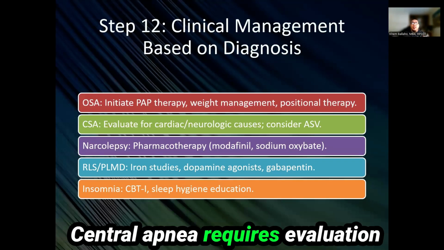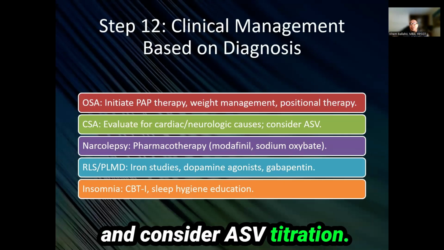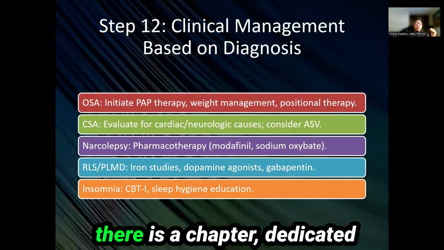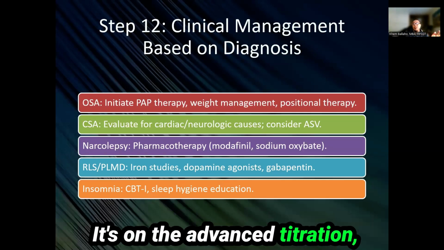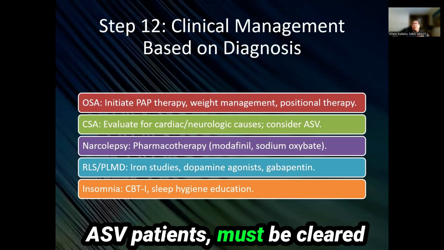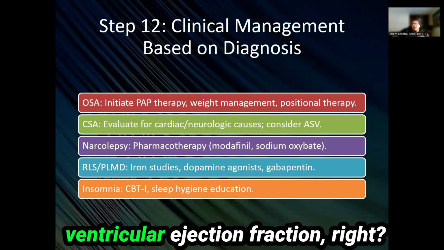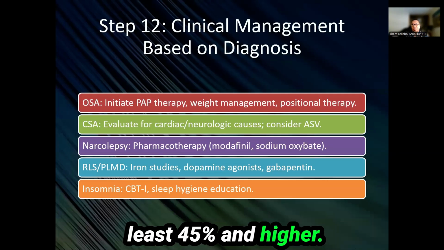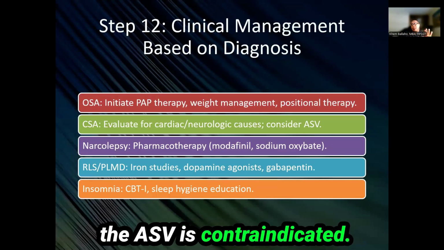Central apnea requires evaluation for cardiac and neurologic causes. Then consider ASV titration. ASV also has a prerequisite. Just a note, right? There is a chapter dedicated to ASV discussion. It's on the advanced titration, and I already have a recording for it that you can watch. ASV patients must be cleared by doing a checkup on their left ventricular ejection fraction, right? Their LVEF must be at least 40 and higher. If their LVEF is less than 45%, the ASV is contraindicated.